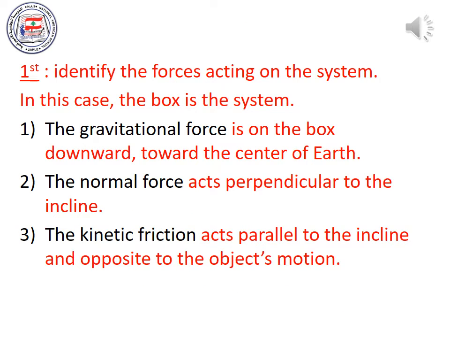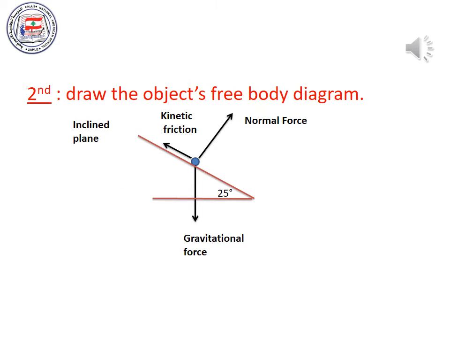As we already explained, first we identify the forces acting on the system, and in this case, the box is the system. The first force is the gravitational force, and it is acting on the box downward toward the center of Earth. The second force is the normal force, and it acts perpendicular to the incline. The third force is the kinetic friction, which acts parallel to the incline and opposite to the box's motion. In the second step, we draw the object's free body diagram where the box is represented as a dot and the forces are vectors coming out of this dot.